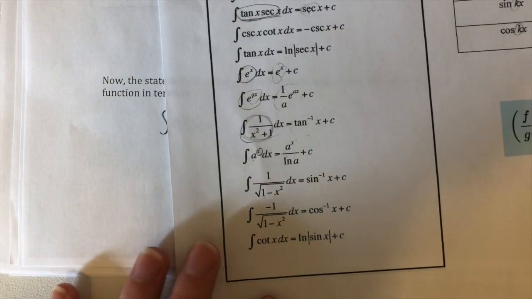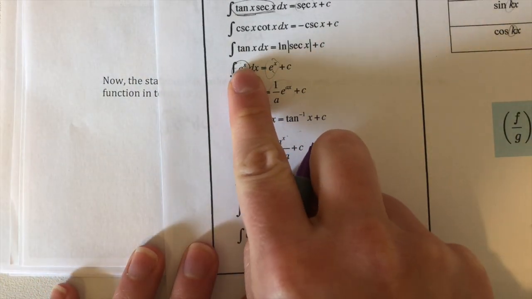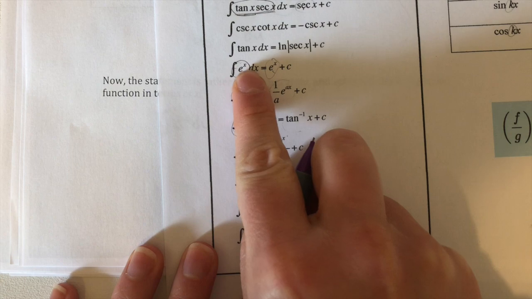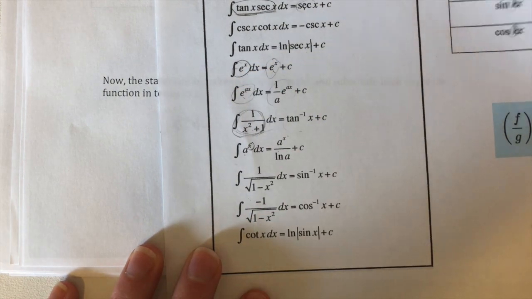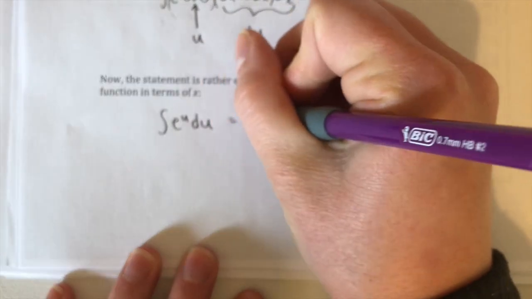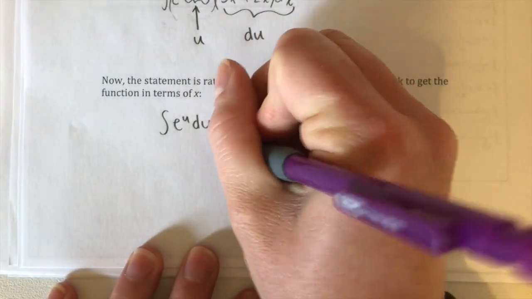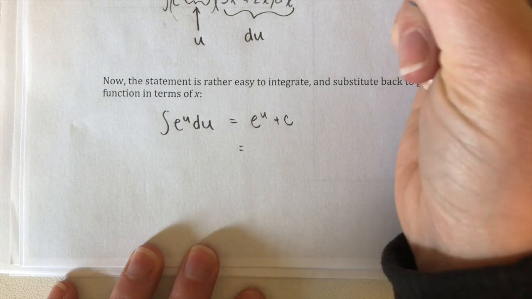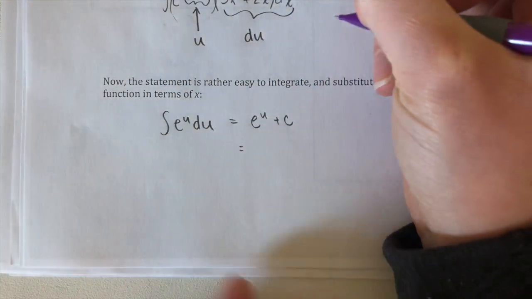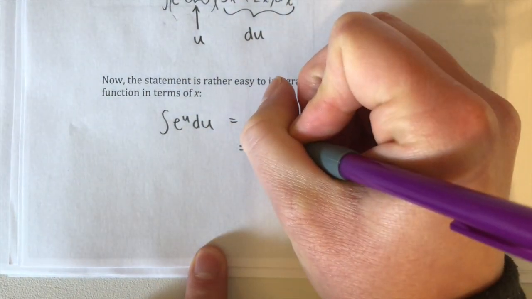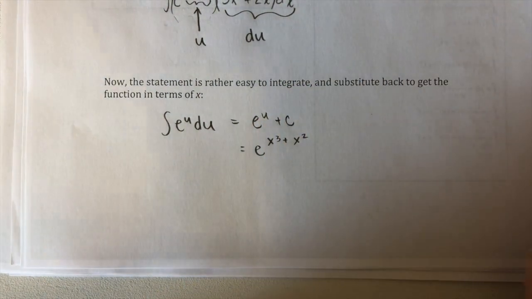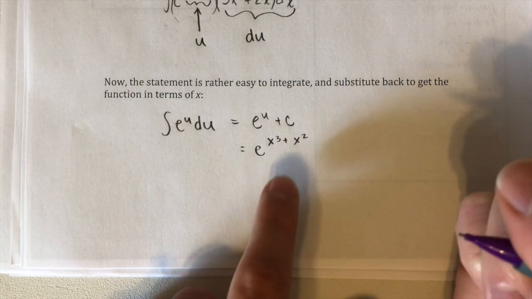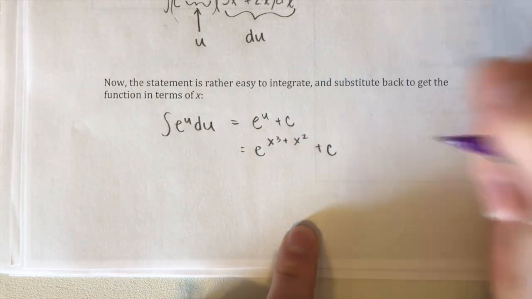And then if we look at our formula sheet, we can say, well, the integral of e to the x dx or e to the u du, that would just be e to whatever variable. So in this case, u. So this is e to the u plus c. Now we can just substitute the x's back in for the u, so e to the x cubed plus x squared. Okay, so we still need that plus c.